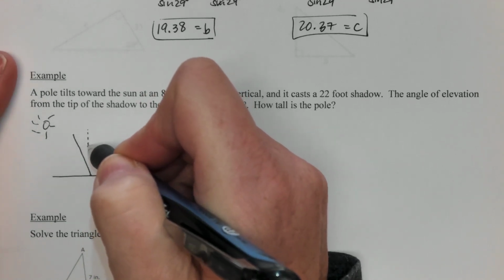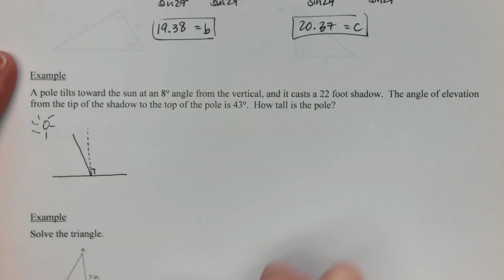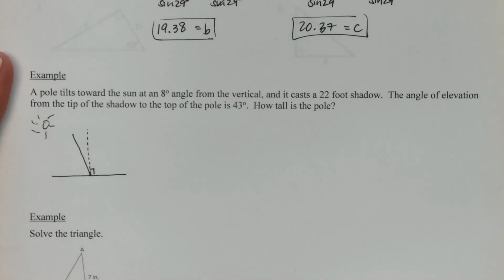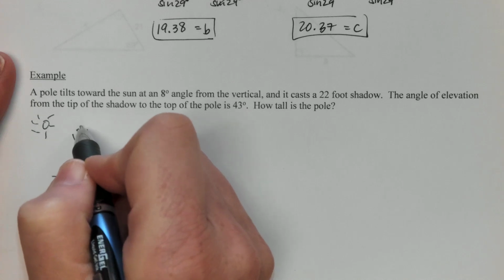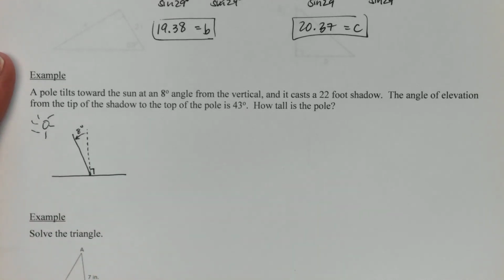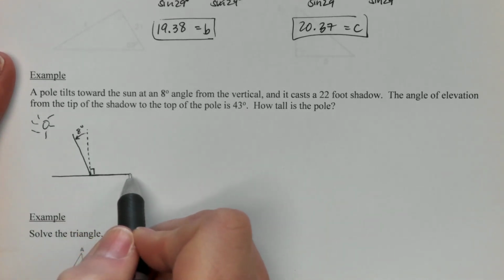So what it means is the pole should be in the ground at a right angle. That's what it should be doing. And it's not doing that. From the vertical, it's leaning 8 degrees towards the sun. It does cast a 22-foot shadow.